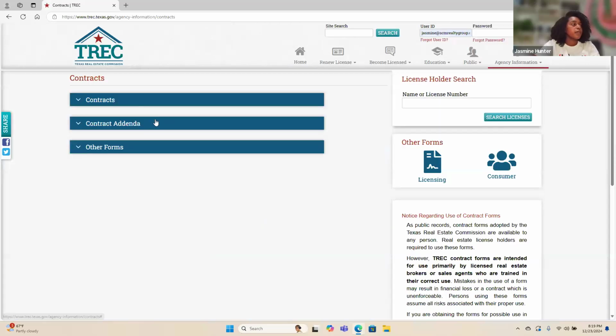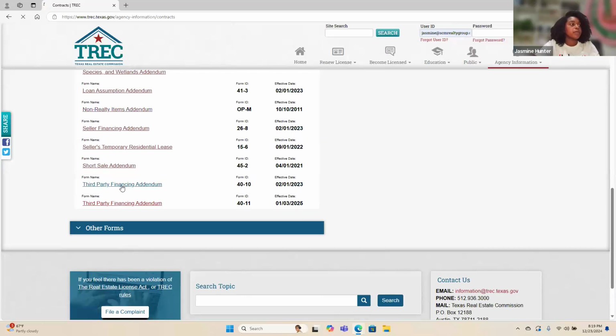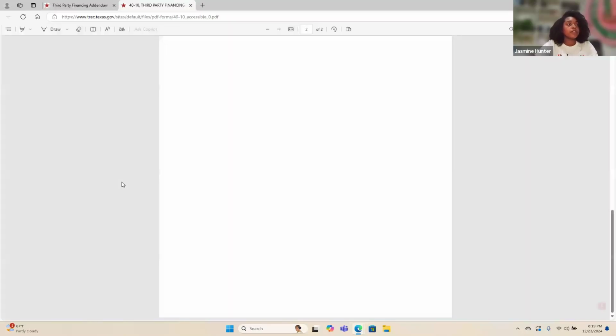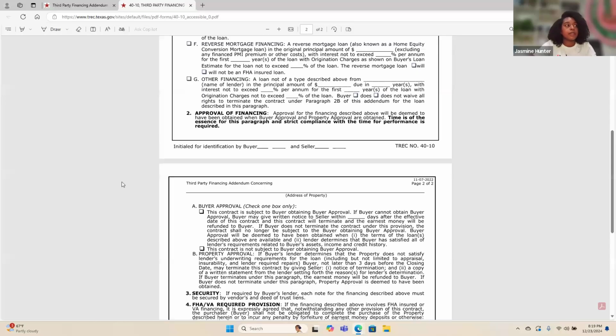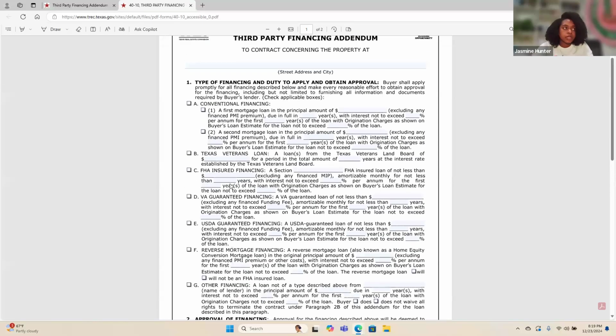So the third party financing addendum is the one that we use all the time. That's going to be the addendum regarding conventional loan, FHA loan, VA loan, special financing, USDA loan, Texas Veterans Land Board, reverse mortgages, all of the other types of loans.